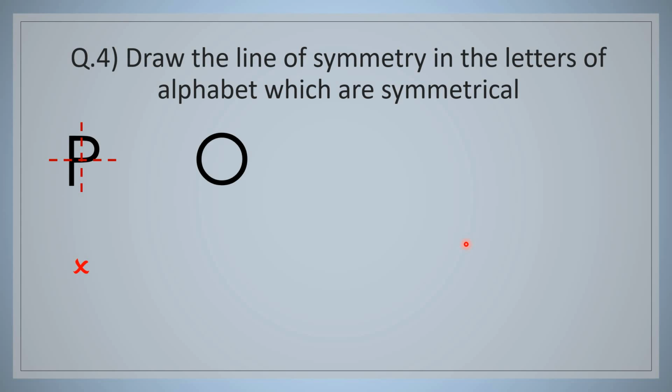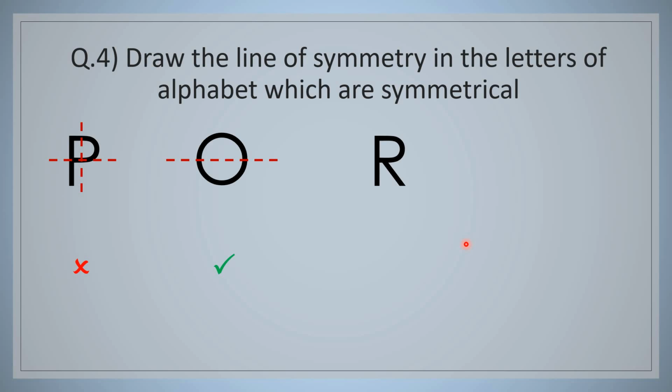Let's move to O. Let's draw a line of symmetry in a horizontal manner. As you can see, the top and the bottom look exactly the same when we divide the alphabet O. By drawing a line of symmetry horizontally, you can see both top and bottom look the same. So therefore, O is a symmetrical alphabet.